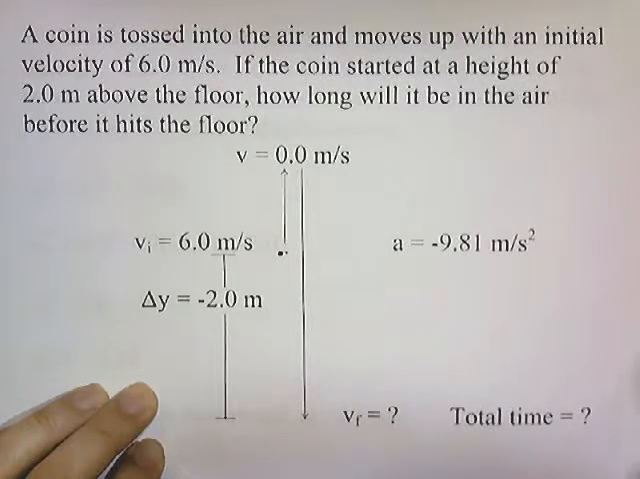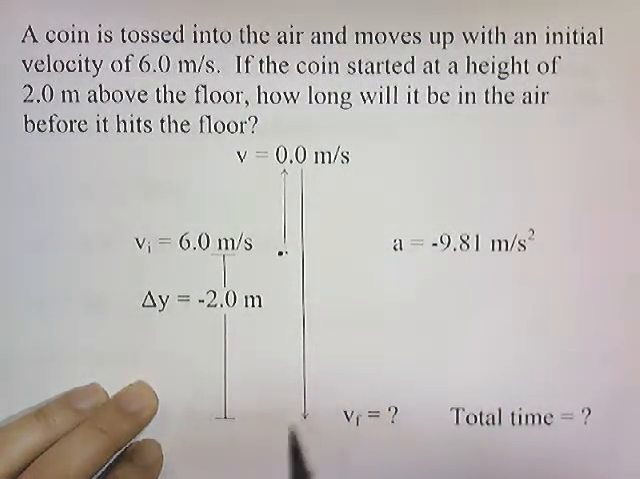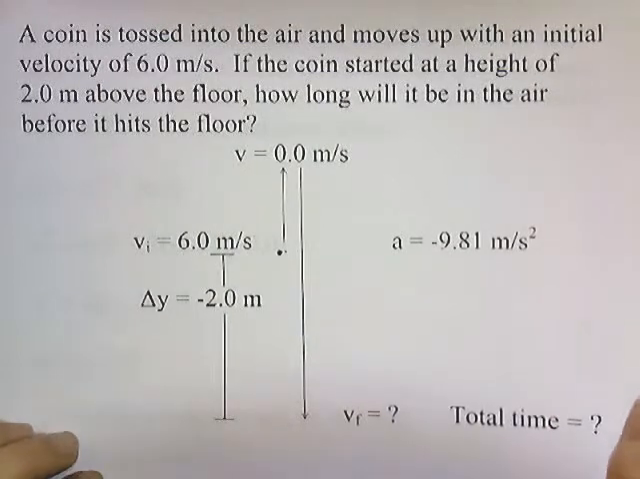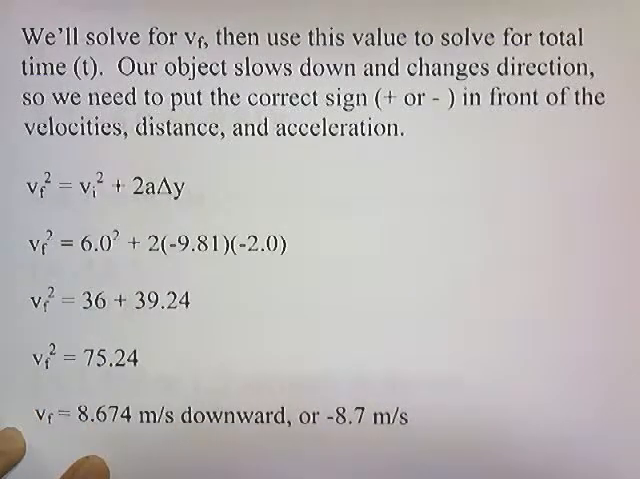All right, so knowing these facts, and knowing that it slows down and changes direction, which means we have to pay attention to our signs, let's see if we can solve this. The way we're going to do this is we're going to solve for vf, and then use this value to solve for the total time. Our object slows down and changes direction, so we need to put the correct sign, plus or minus, in front of the velocities, distance, and the acceleration. So we'll use this formula to solve for the final velocity.